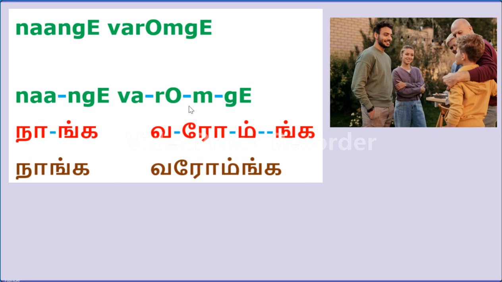Nanga varonga. That is another way of saying we are leaving. And why varon is, you might have learned from one of the previous videos. Varon is actually I'm coming, but it means I'm taking leave. So when you read it together, Nanga varonga. This g goes silent. Nanga varonga means we are leaving.